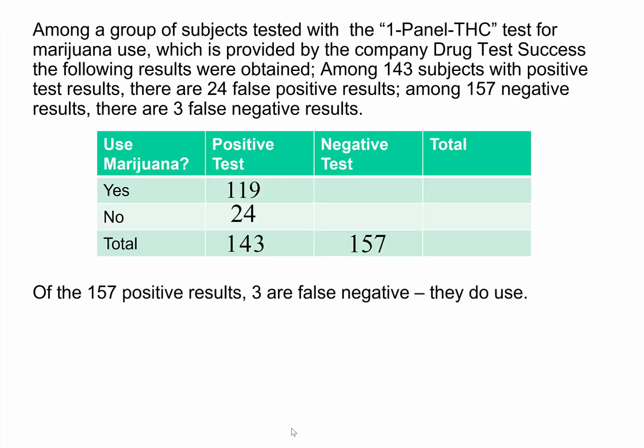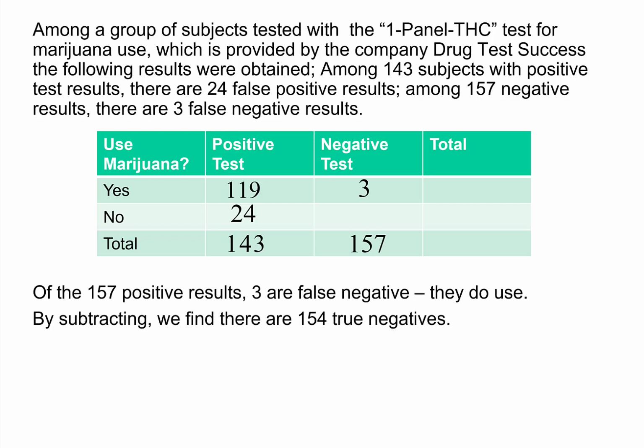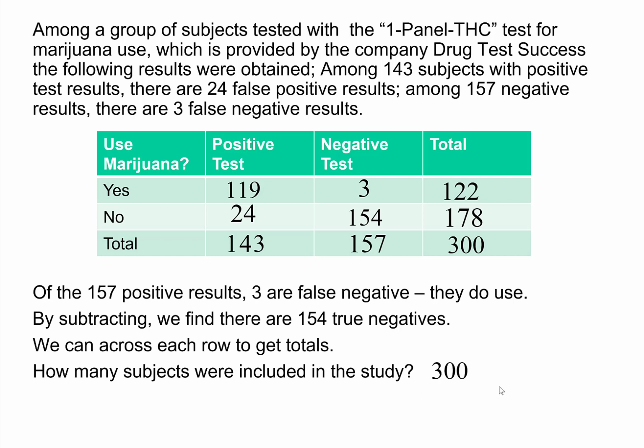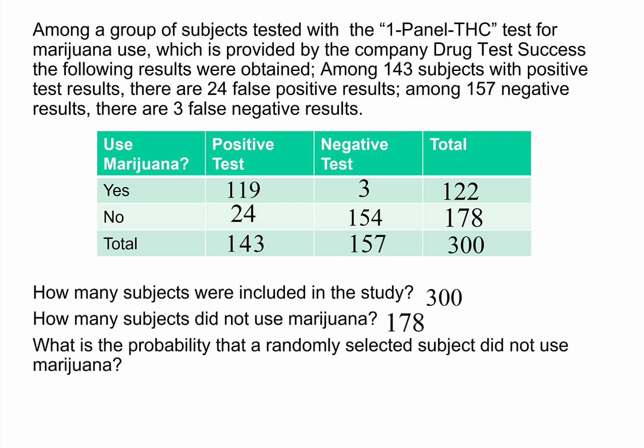And then let's work on the negative side. So of the 157, there were 3 false negatives, which means they used marijuana. And then by subtraction, I can find the true negatives, which is 154. And then I can add across each row to get the row totals. So how many subjects were in the study, rather? 300. How many subjects did not use marijuana? 178.